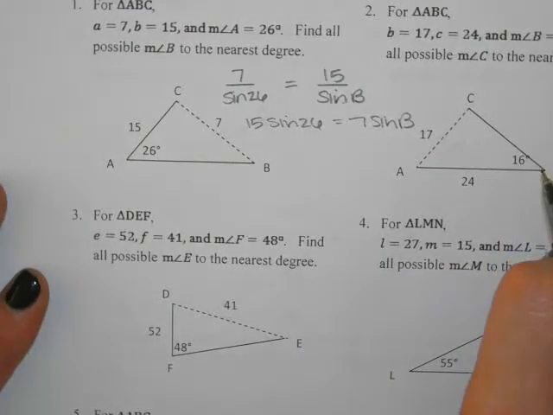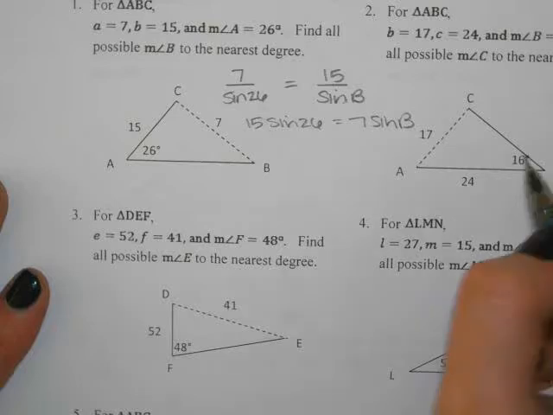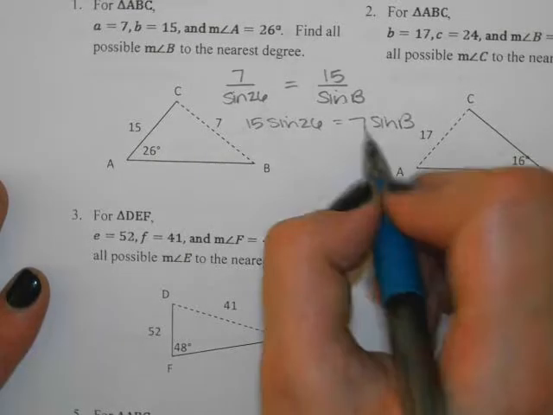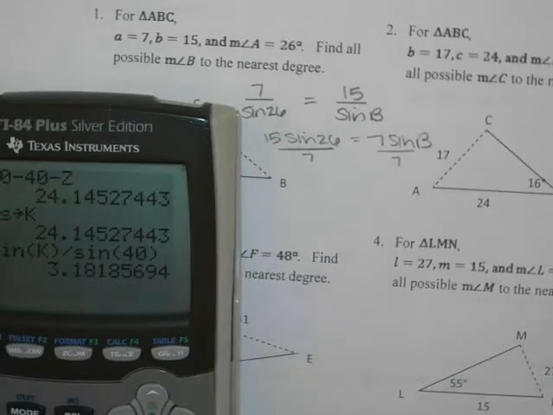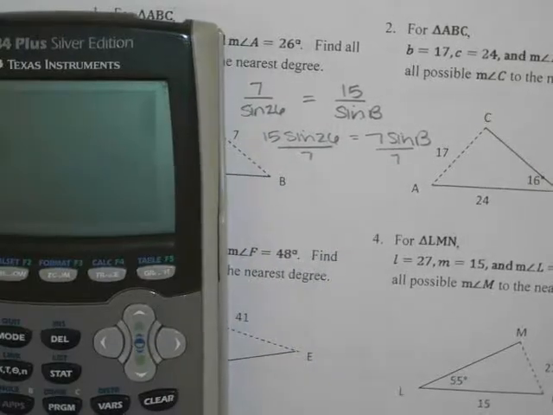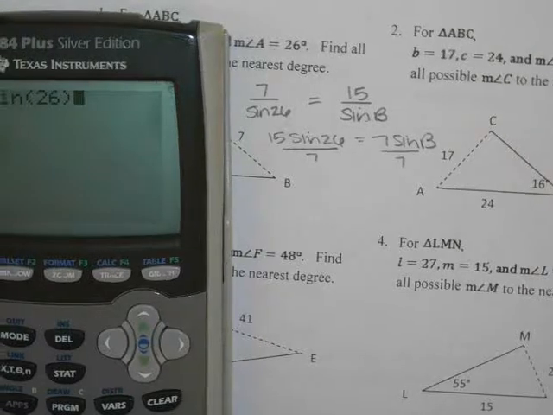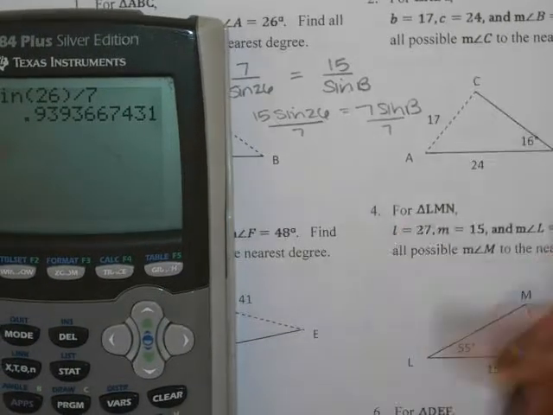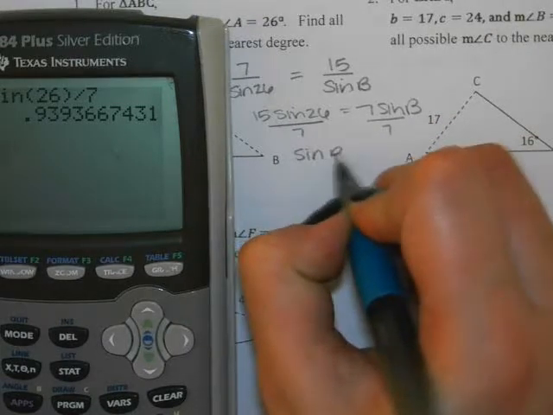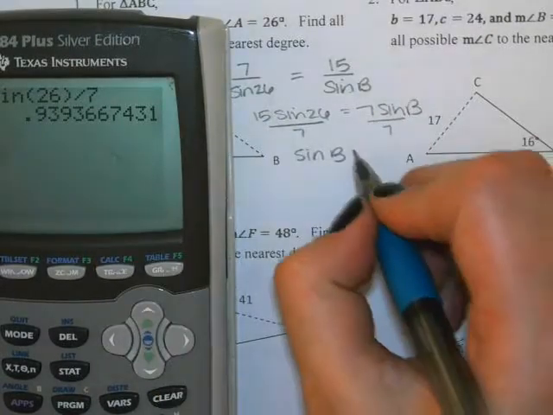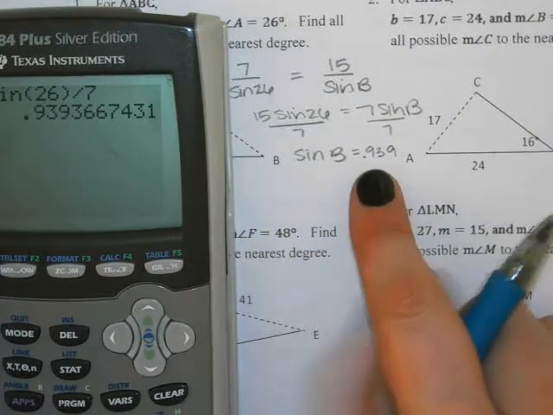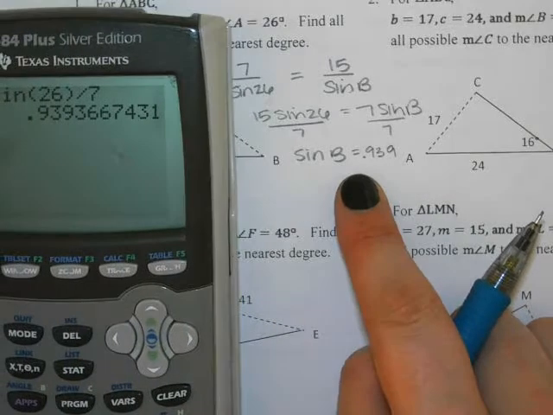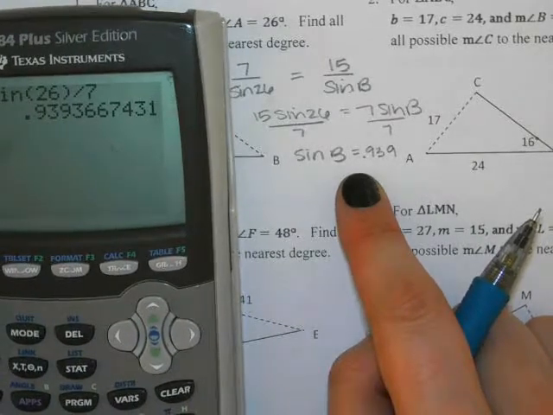And then what do I do? Divide by 7. Okay, so I'm going to start typing this in my calculator. 15 sine 26 divided by 7. So sine B equals that decimal, right? 0.939. This is not my answer for angle B, though. How do I get my answer for angle B based on that decimal? You don't have to store it yet.